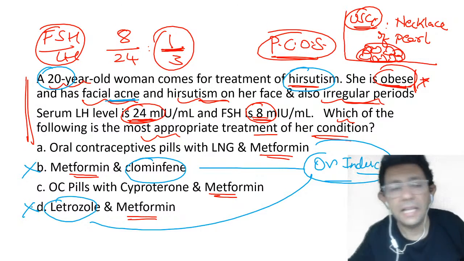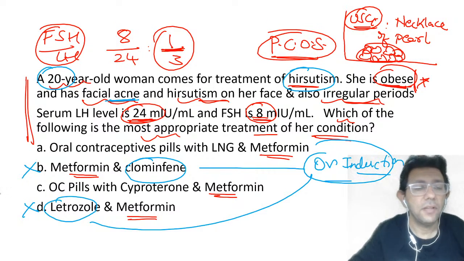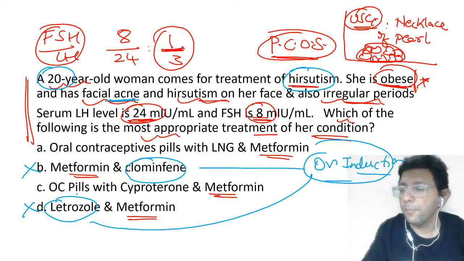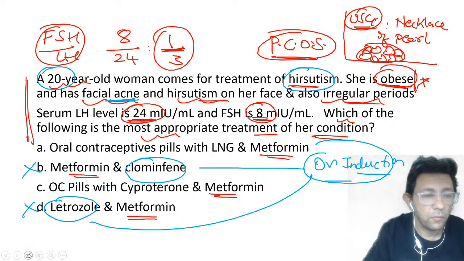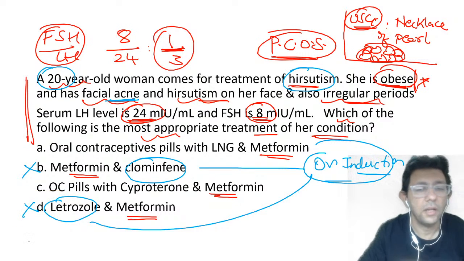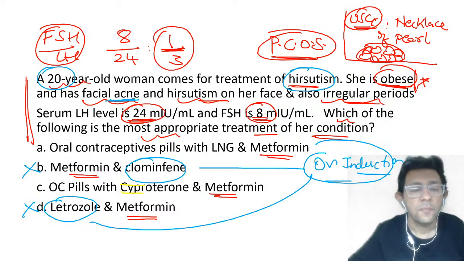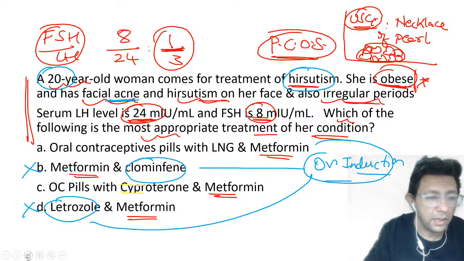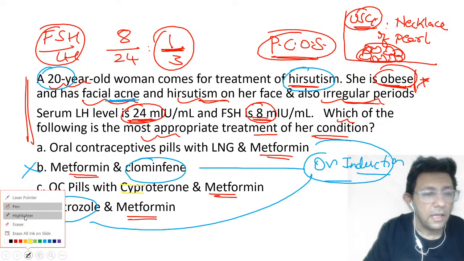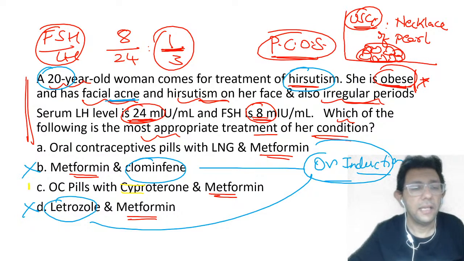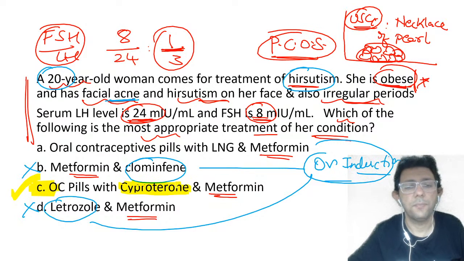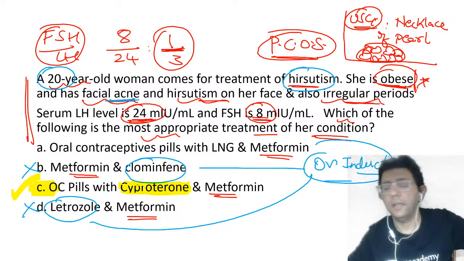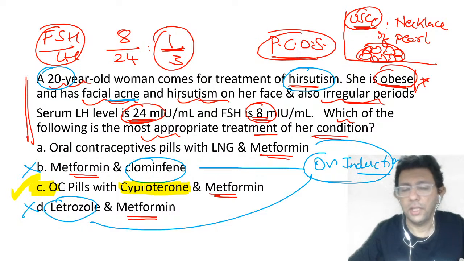Now between A and C, what is to be chosen? I will prefer to go with cyproterone. Why would cyproterone be preferred? Because cyproterone is a progesterone with anti-androgenic property. Please pay attention, in PCOS I would like something anti-androgenic, so that is the answer over here, because I would like her to be on cyproterone, which has an anti-androgenic property.